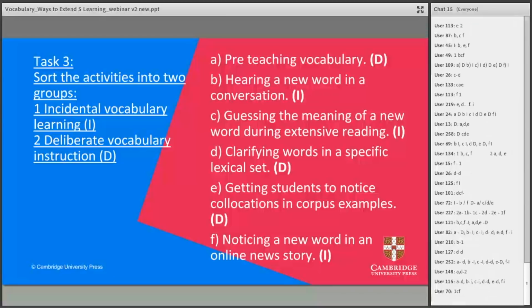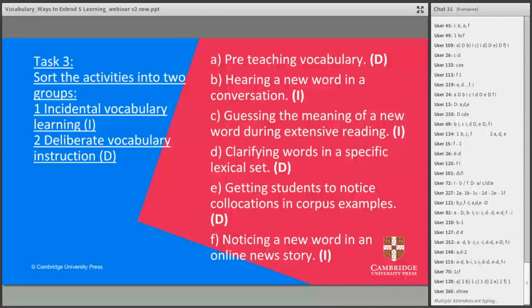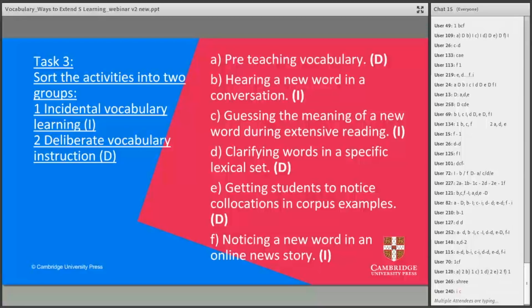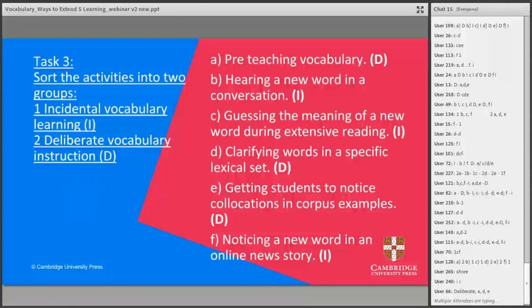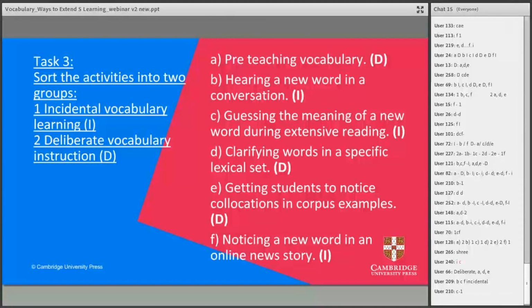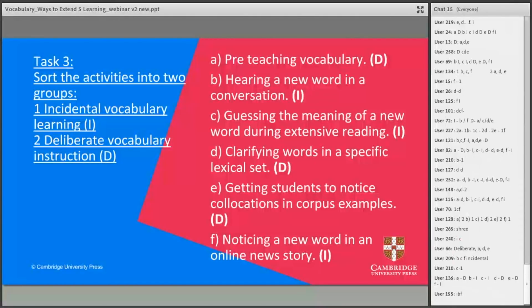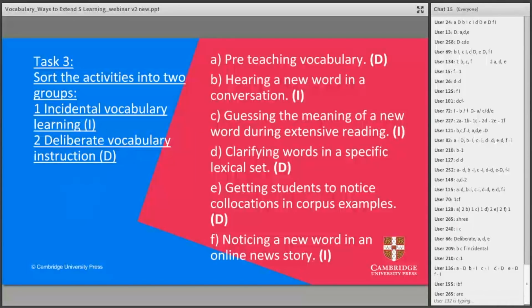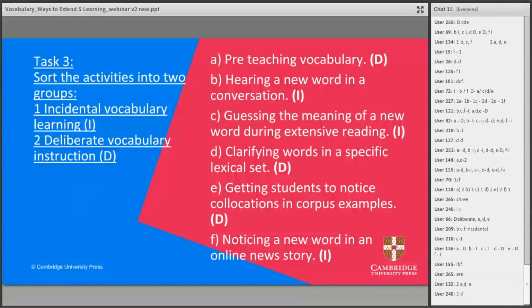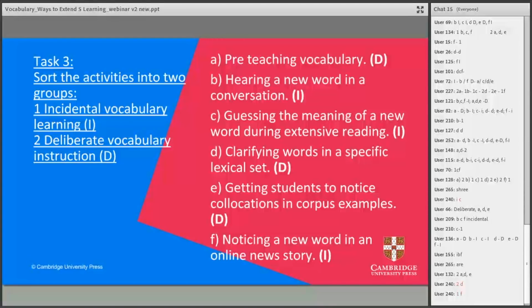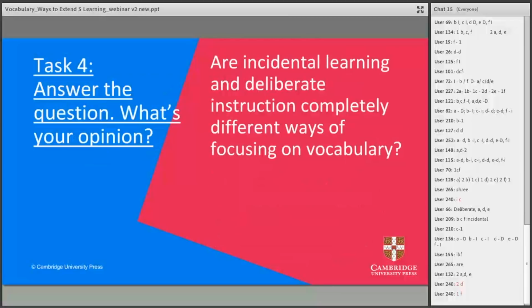Okay, so let's move on and have a look at what I felt. So hearing a new word in conversation, incidental. Guessing the meaning of a new word during extensive reading. So this is when maybe a learner is reading an article or maybe a graded reader. So that's incidental. Clarifying new words with a specific lexical set. This is where the teacher may be teaching words together, for example health words for sickness and health. Getting students to notice collocations and corpus examples. So that's more focused and therefore more deliberate. And then an online news story, that would be incidental.